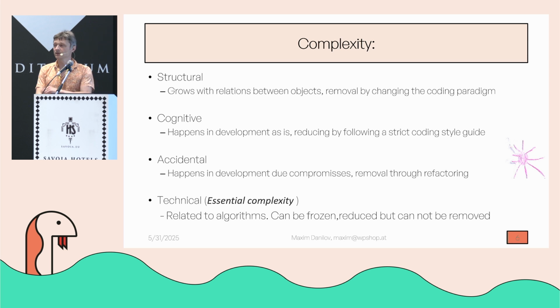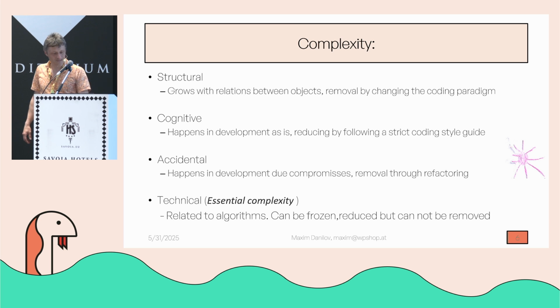And technical complexity is important, because technical complexity is our essential complexity. We solve a complex business task, and the complexity from this task is the technical complexity which should be implemented. It means it should not be reduced. We can freeze the growth of complexity, but this complexity cannot be removed at all. Or yes, you can delete all files and you can remove technical complexity.